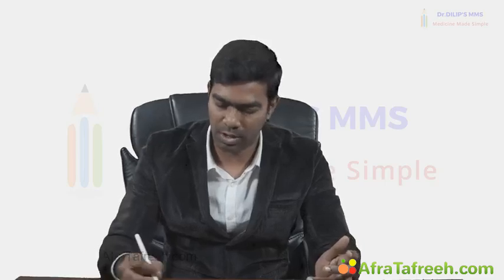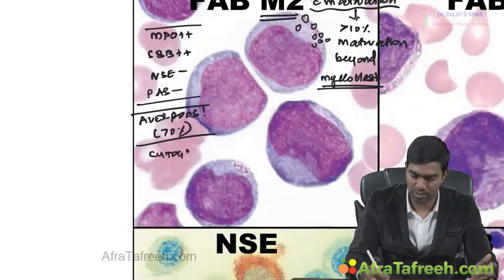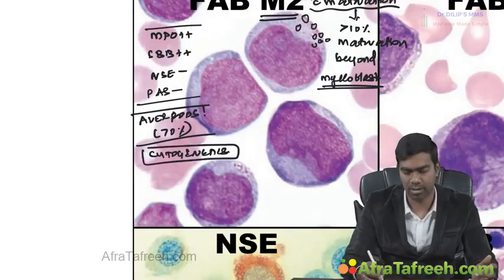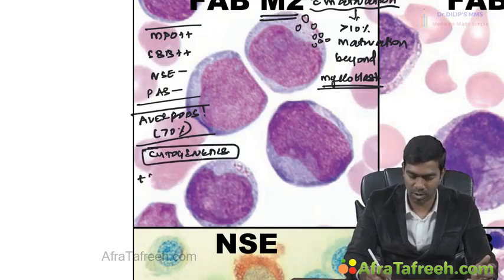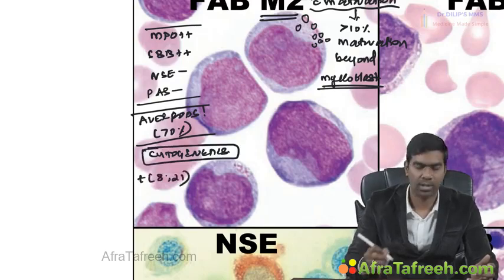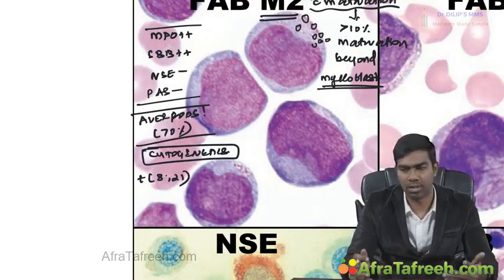Is there any recurrent cytogenetic abnormality? One classic abnormality is there. Cytogenetics-wise, if I want to discuss M2, there are two classic cytogenetic abnormalities, in fact. One is called t(8;21). This is what I was discussing with Philadelphia last time.